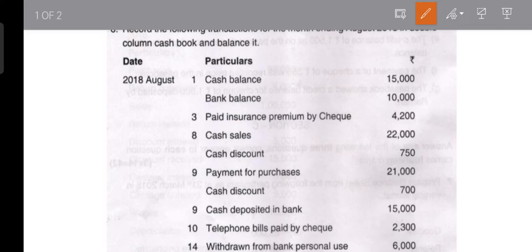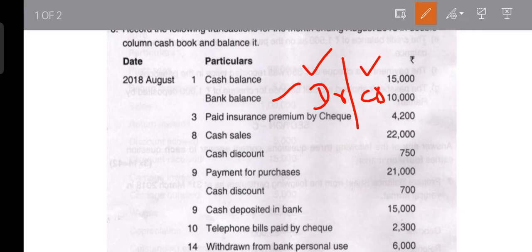Okay, so on August 2018 there is cash balance of 15,000. They are not going to mention which type of balance. Is it a debit balance or credit balance? Because cash balance means it is debit balance only, so it will never show a credit balance. Okay, but this may not happen in case of bank balance. It may be a debit balance or a credit balance.